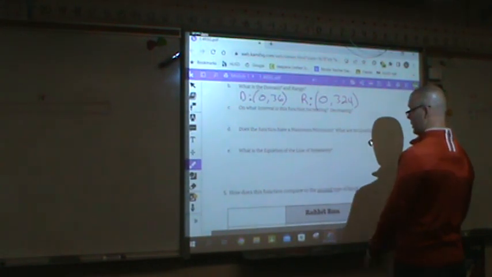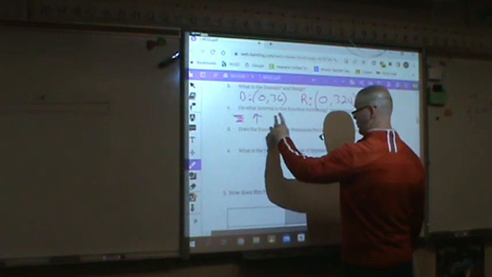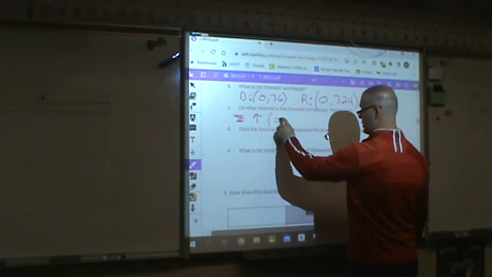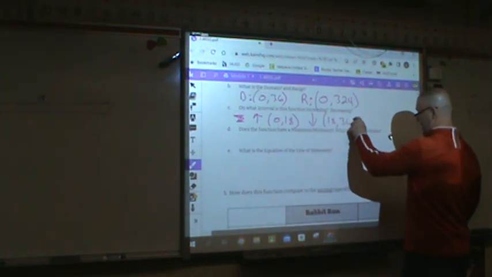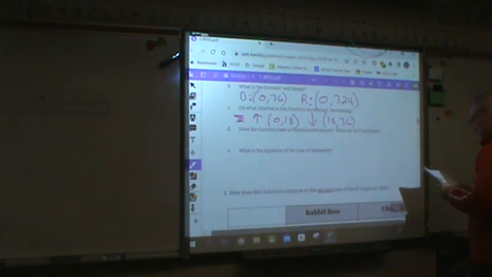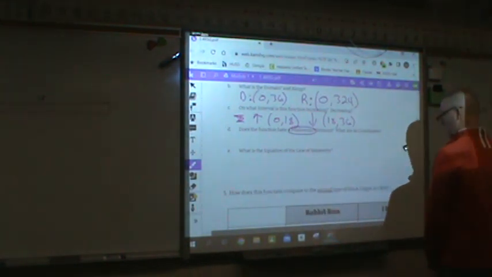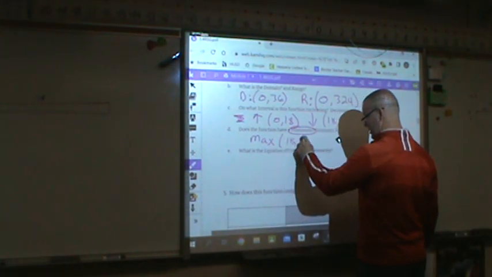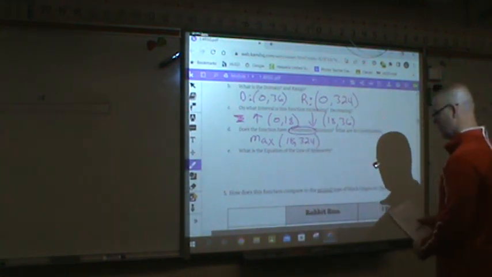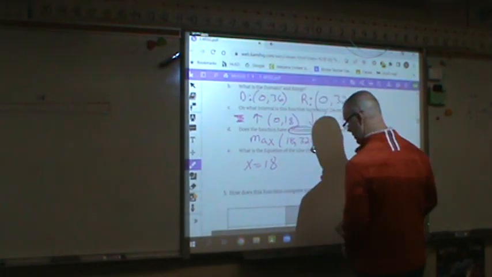On what interval is the function increasing? Okay, it's increasing, and I'll just put an arrow going up. You write increasing. It's increasing from 0 to 18. It's decreasing from 18 to 36. Does the function have a maximum or minimum? This one's going to have a maximum. And what are its coordinates? It's going to be a max at 18 and 324. And what is the equation for the line of symmetry? The equation for the line of symmetry is x equals 18.